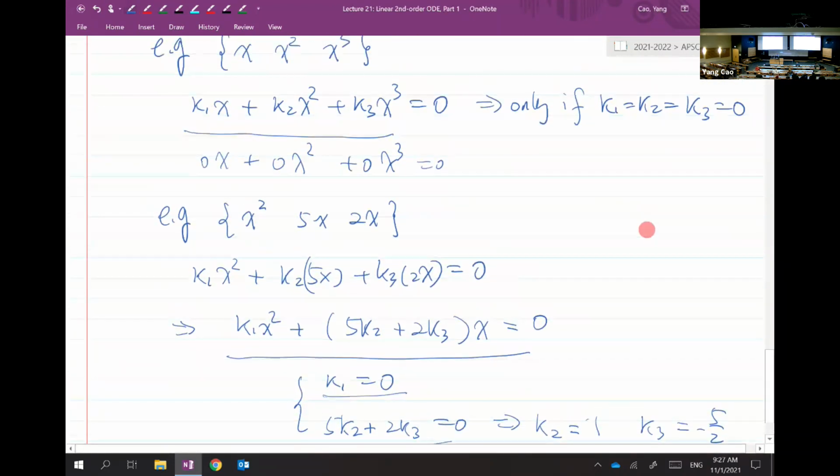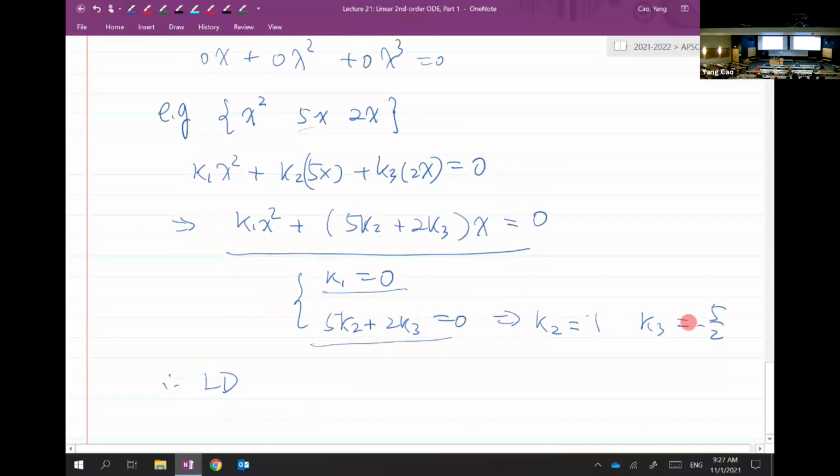Yeah, the trick here is x squared. To be honest, x squared is not quite related to 5x and 2x, but 5x and 2x are related here, right? They're similar to each other. But when you put them together, you can still force them to see they are all related. They're linear dependent. Okay, and that's the point.